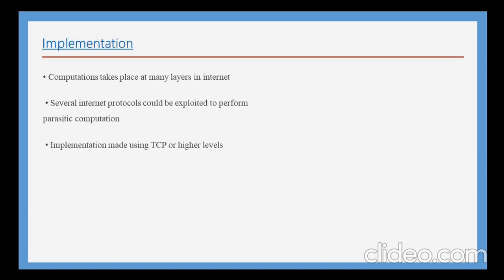Implementation. How can we implement this? Computation takes place at many layers in the internet. Several internet protocols can be exploited to perform parasitic computation. Implementation is made using TCP or higher level. So, implementation using TCP.